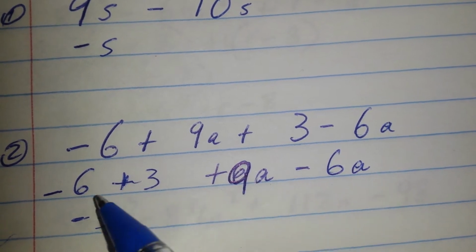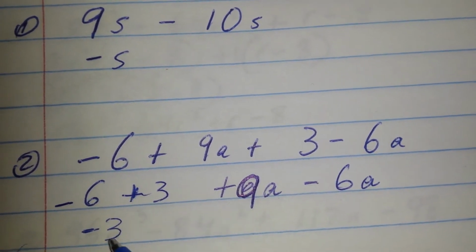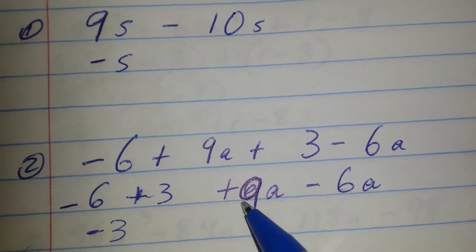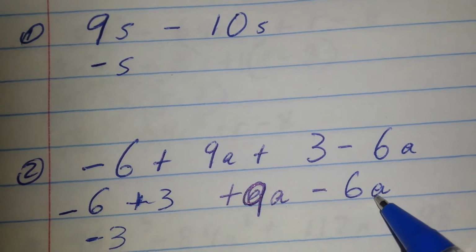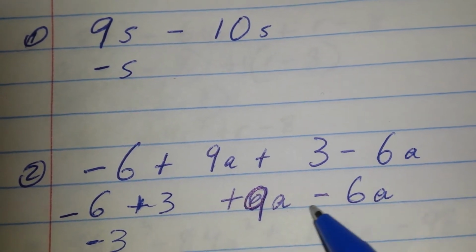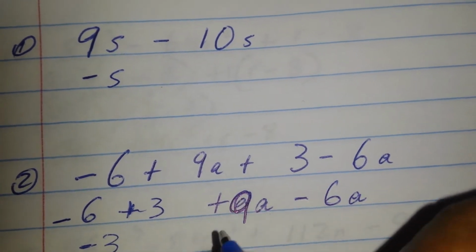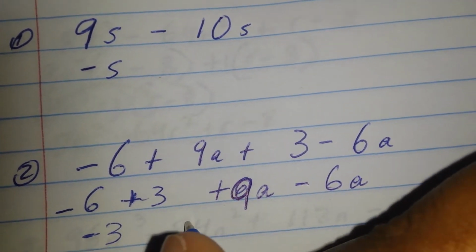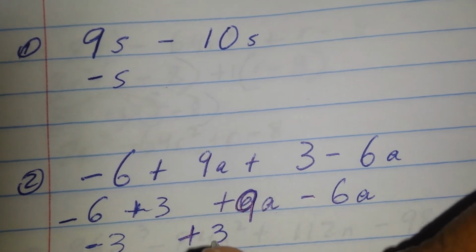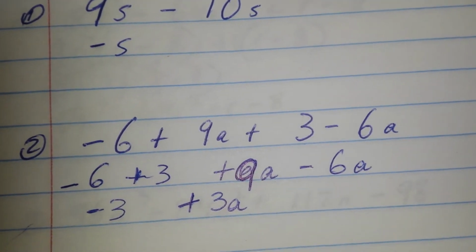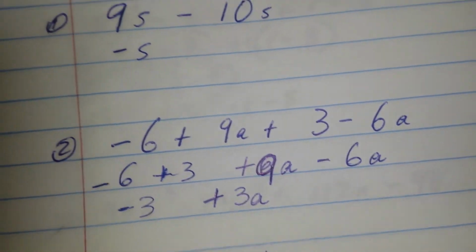So nice. Minus 6 plus 3 is minus 3, plus 9a minus 6a. So okay, 9a minus 6a would give us a positive 3a, not so? Alright, there we have it. That's the answer.